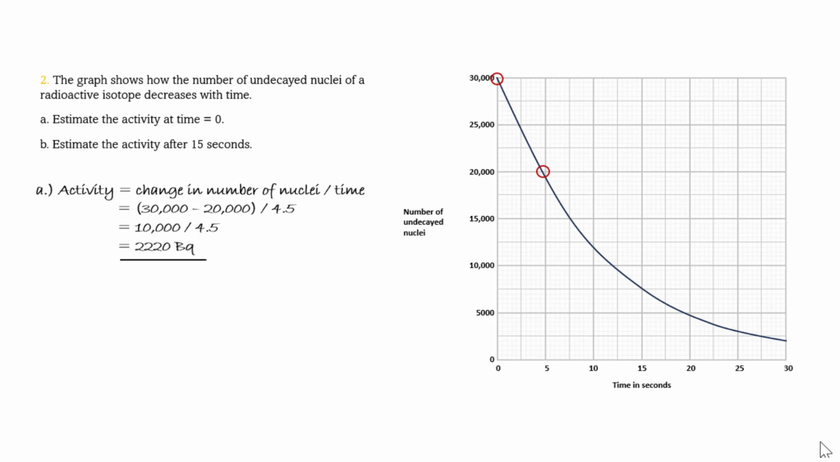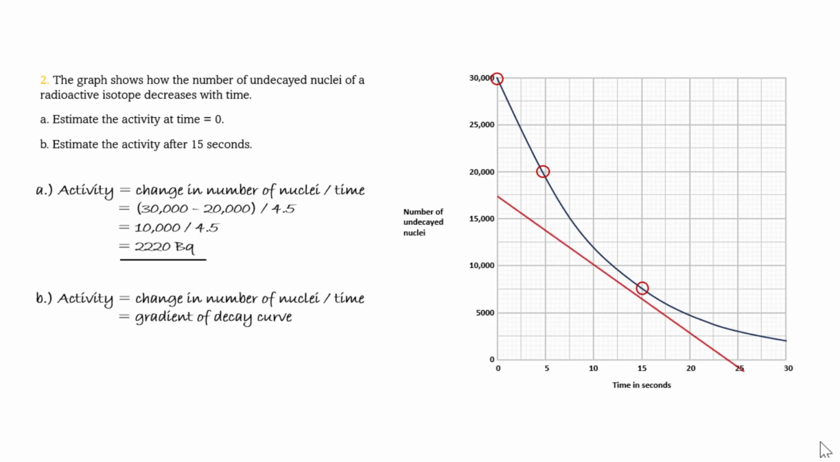Let's look at part B. We're going to use the same idea that activity equals change in number of nuclei over time. But the problem is that the line isn't straight at a time of 15 seconds. The rate of change of nuclei is just the gradient at that point.